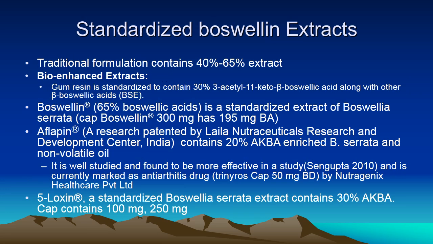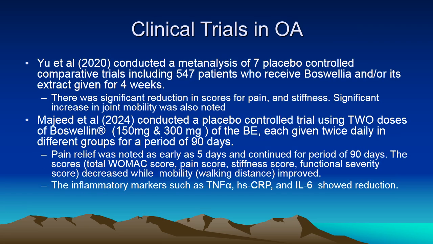Standard extracts are formulated and patented. One of them is Boswellin, which may contain as much as 65% boswellic acids. Alpha-pen is available in India, and it contains 20% AKBA, which is enriched with non-volatile oils also, and is very well studied. Phylloxin is also another patented product, and it contains 30% of the AKBA. It is also available at many places in a dose of 100 mg.